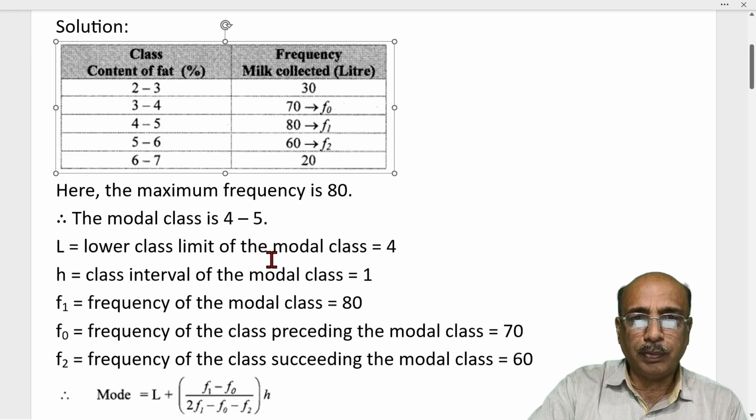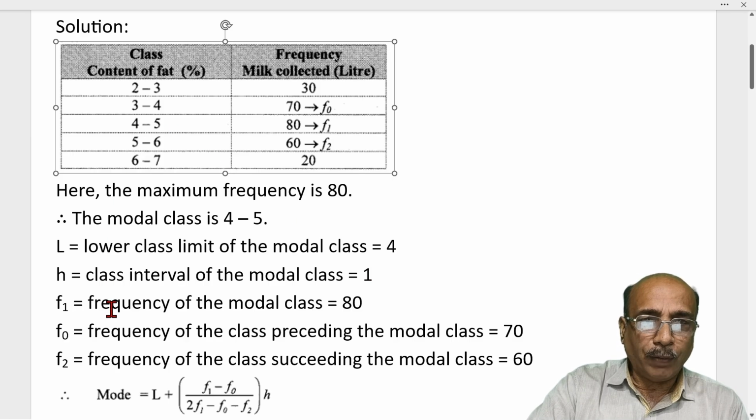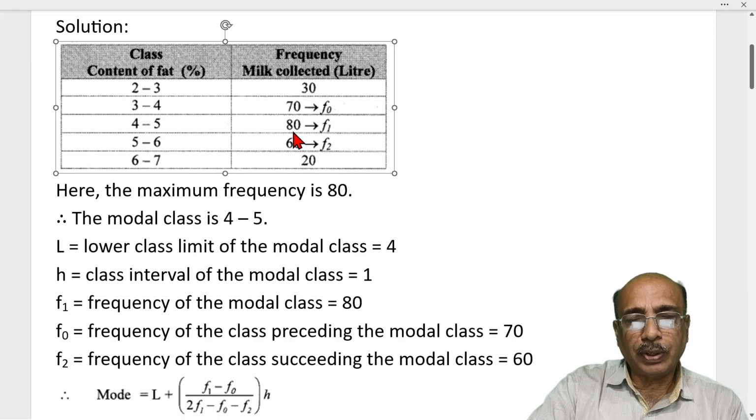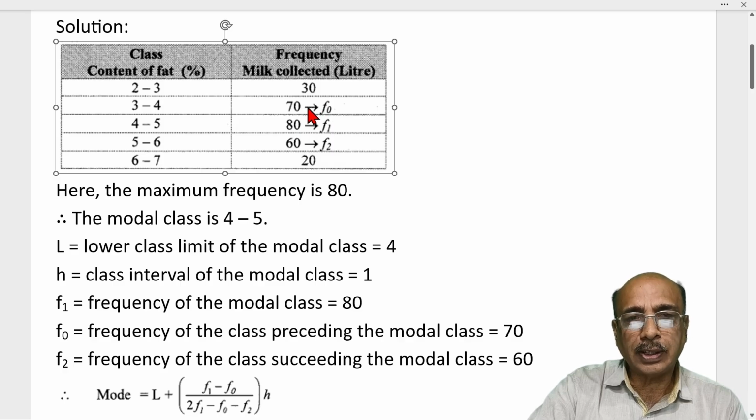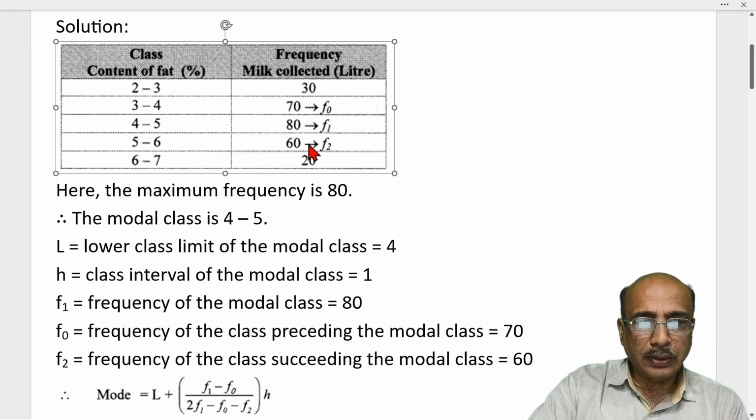L is the lower class limit of the modal class, which equals 4 here. The class interval of the modal class is H, taken as 1, since 5 minus 4 is 1. F1 is the modal class frequency. F0 is the frequency of the class preceding the modal class, that is the previous class. 80's previous class is 3 to 4, whose frequency is 70, so we take F0 as 70. F2 is the succeeding class, that is the next class 5 to 6, whose frequency is 60.